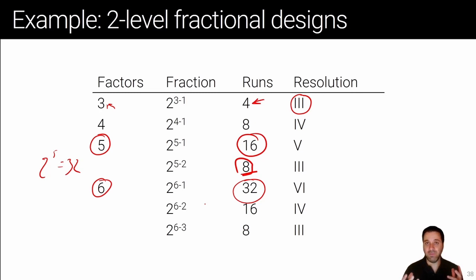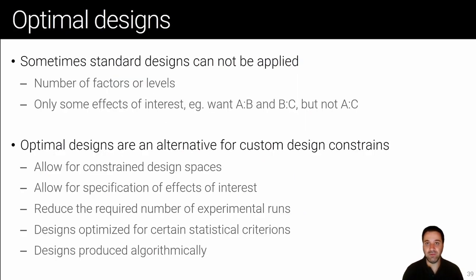But once you start being a little bit more unconventional, then you start going into the land of optimal designs. And the point is that sometimes these standard designs, these fractional factorial designs, cannot be applied because of the number of factors they include, or the levels of the factors, or because we are interested only in some effects. So for instance, let's say that we do care about the interaction between A and B, and we do care about the interaction between B and C, but we don't really care about the interaction between A and C. So why should we spend runs on trying to estimate this interaction effect?